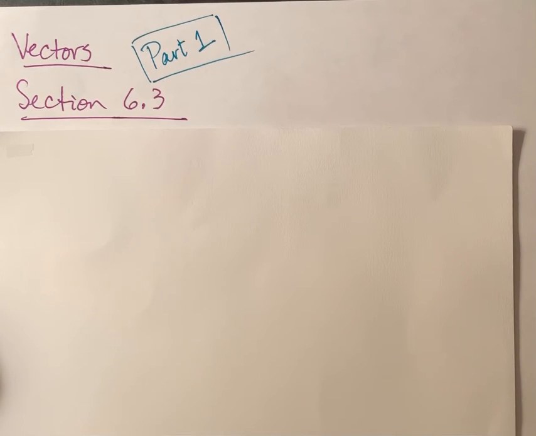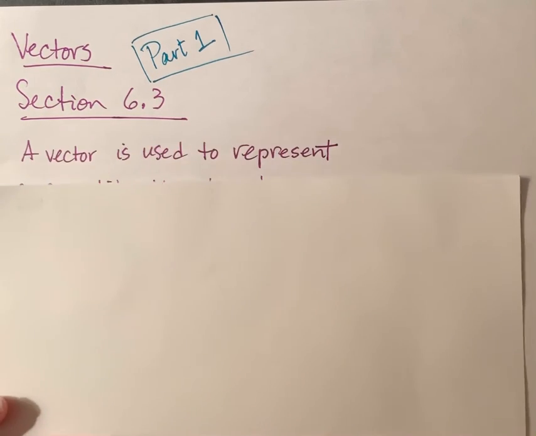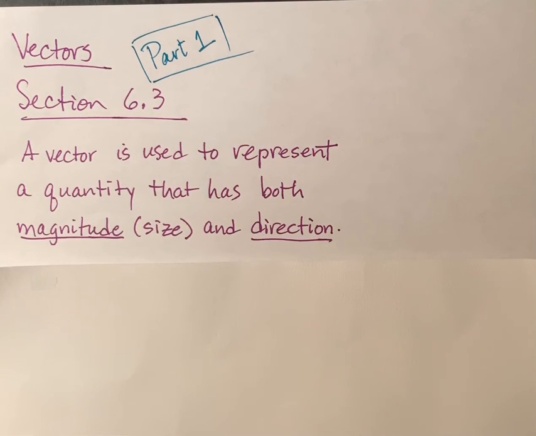This video is about vectors, and this is part 1, and it's found in section 6.3 in the textbook. A vector is used to represent a quantity that has both size, magnitude, and direction. Examples would be velocity or force. An object has a certain velocity, meaning the magnitude would be the speed that it's going, and the object also has a direction that it's going in.